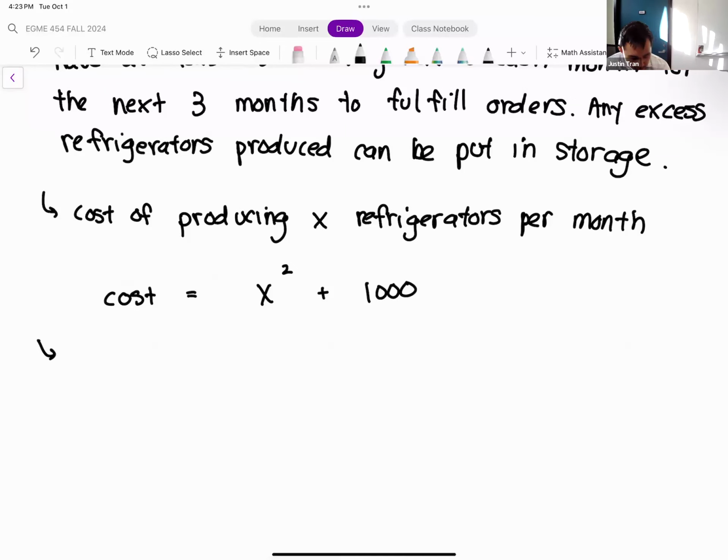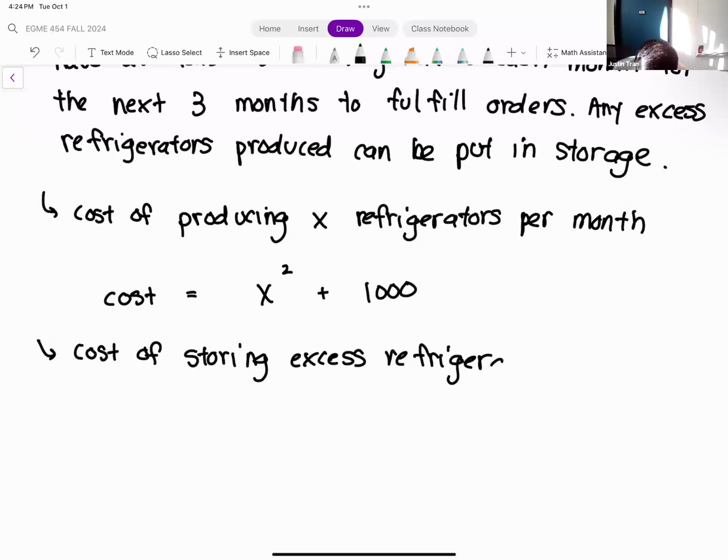It is going to cost some money to store the refrigerators as well, because you have to move them. You have to make sure their electronics are properly stored away. So the cost associated with storing each refrigerator is $20 per fridge per month.